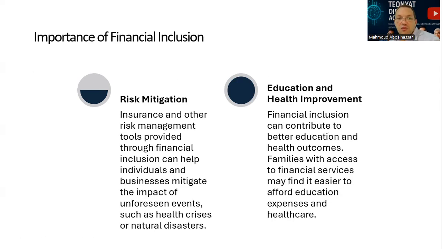Then risk mitigation: insurance and other risk management tools provided under the financial inclusion umbrella can help individuals and small businesses mitigate the impact of unforeseen events, because small businesses are vulnerable to unforeseen events or to financial risks or market instability that may affect their organizations heavily. So these tools will protect small organizations against some risks, in addition to health crises and natural disasters that may affect individuals.